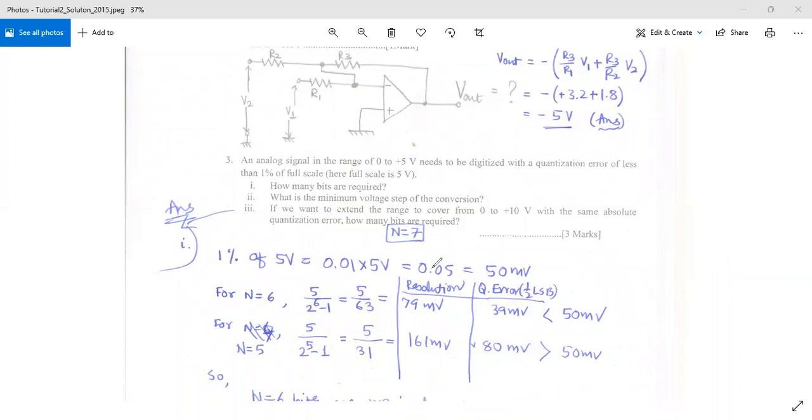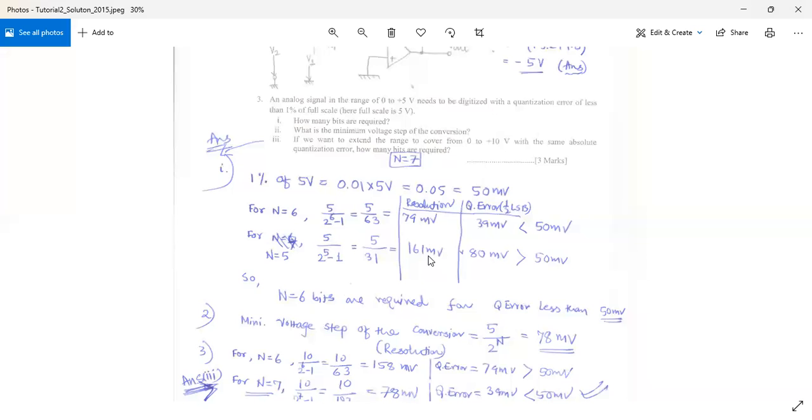Or the other method is to directly do a quick tabulation to find your n, right? So in this particular case, our n is equal to 6. That satisfies the condition that was given in this question. So that means our ADC has 6 bits.